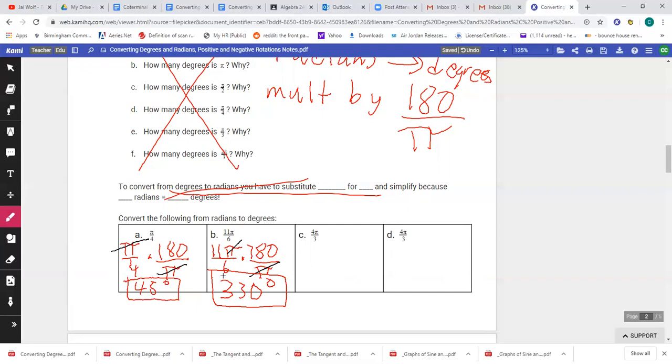Okay, so go ahead and very quickly do C and D. Mister, will there be homework problems like this? Yes. All right. But any questions on this, Tony, on this process? No. Okay, cool.